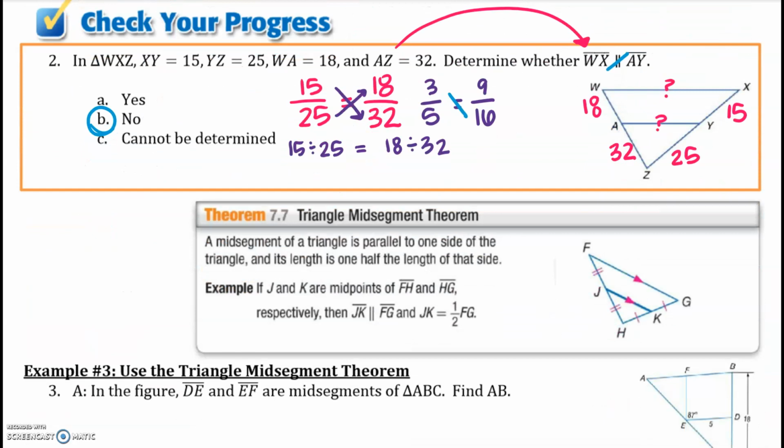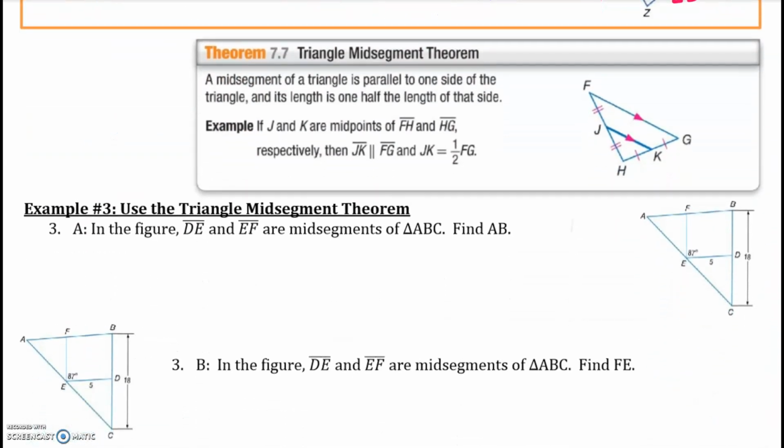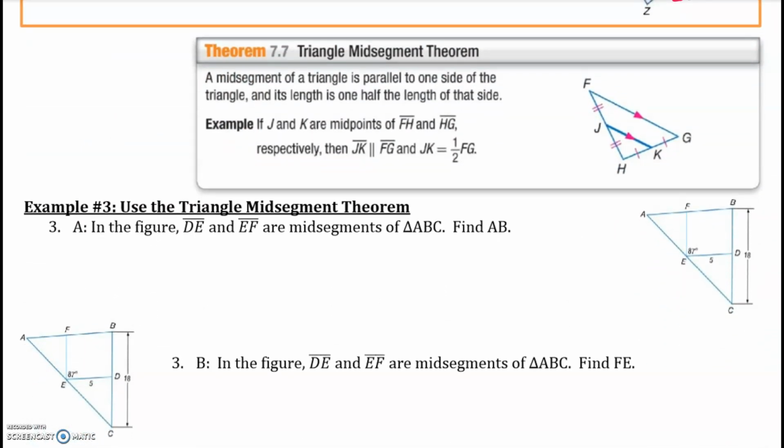So that's your converse. Another thing we can use with the midsegments and parallel lines. A midsegment of a triangle is parallel to one of the sides of the triangle, and its length is 1/2 the length of the side. So that's a fun extra little information that can help us solve.